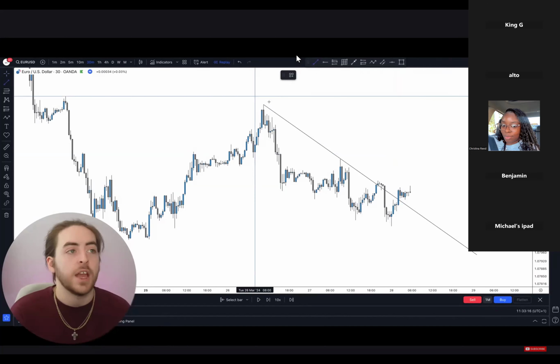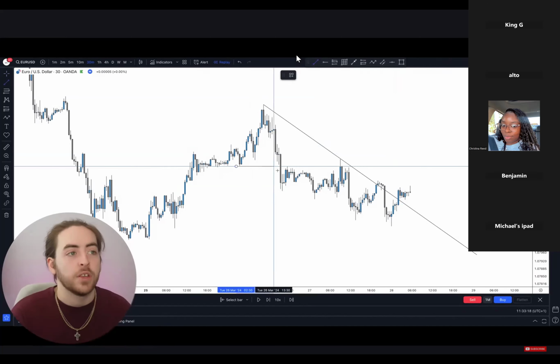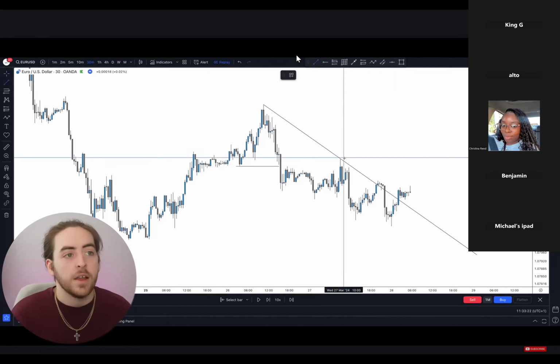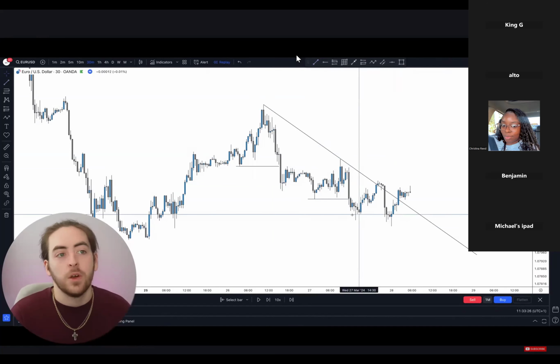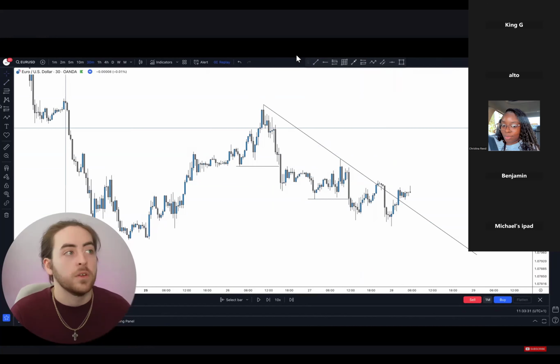So we have the high here. Then we had a break of structure, which led us into a lower low. Then we had a lower high. Then we had another break of structure, which led us into a lower low. Then we had another lower high. Now we've come down and formed another lower low.